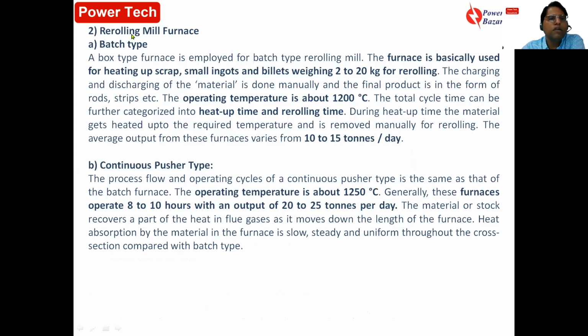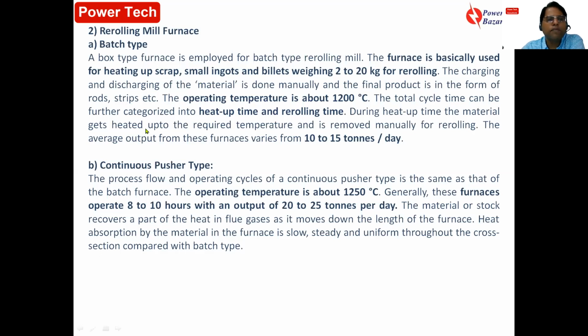The second one is the re-rolling mill furnace. Now it has two types: one is batch type, another is continuous pusher type. In the case of batch type, it is basically a box type furnace, and it normally heats up scrap, small ingots, and billets. The normal weight of these products is 2 to 20 kg, and the operating temperature is basically 1200 degrees centigrade. Here we charge this billet and we get the final product in terms of rods, angles, channels, strips. So basically, it is a normal re-rolling furnace in any mini steel plant.